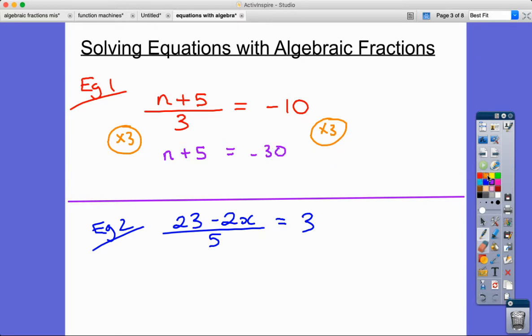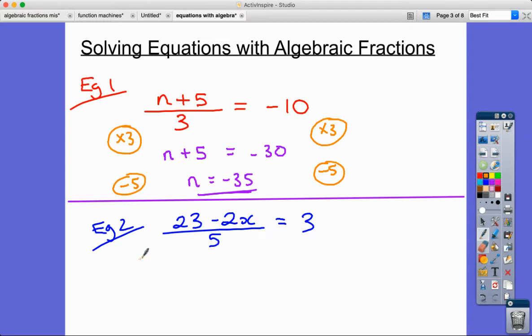So I've just got one more step to do, which is to get the n on its own to solve. So I subtract 5 from both sides, and I get a final answer of n equal to negative 35. Okay, so obviously substitute that back in and check that it works, and it does. Okay, example 2, let's have a look at another one. So I'm going to do the same thing again.